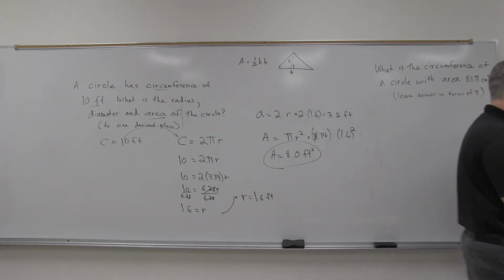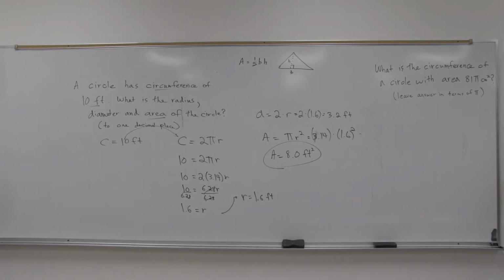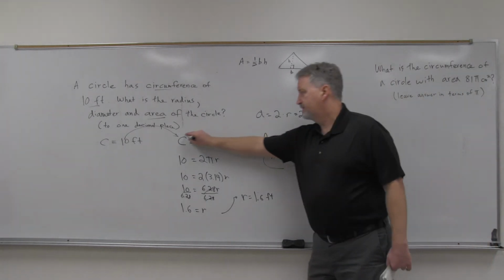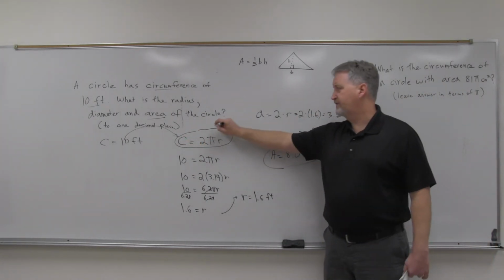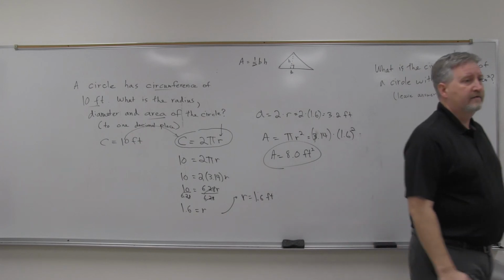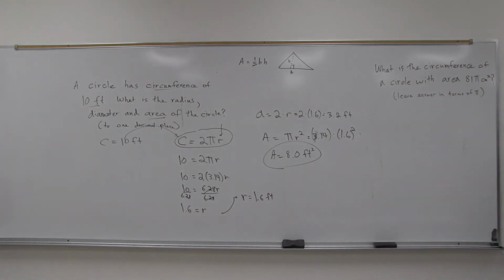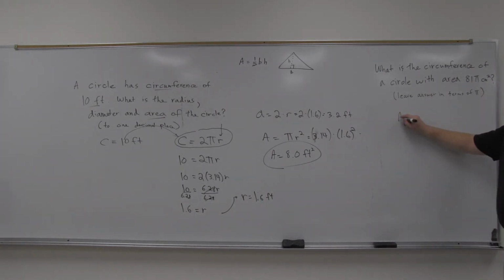Okay, so what is the circumference of a circle with area 81 pi centimeters squared? Well, again, I know the area. I'm wanting to find the circumference. So what do I need to find the circumference? Well, I need the radius, right? Or the diameter, but in this particular case, we'll go for the radius. I don't have the radius, I have the area. But again, what I can utilize here, so the area is 81 pi.